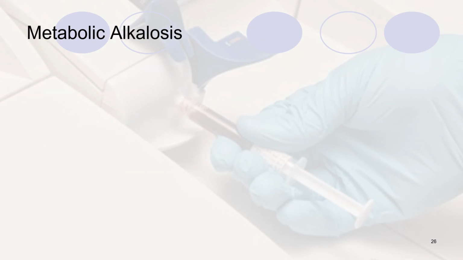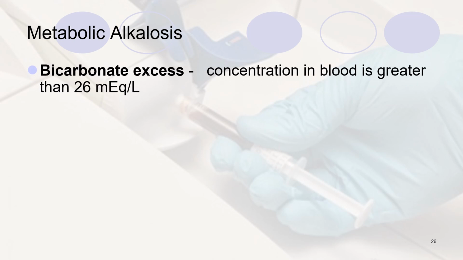Next is metabolic alkalosis. Metabolic alkalosis is just the opposite of metabolic acidosis. That is, bicarbonate level is in excess over there. Here the bicarbonate concentration of blood is greater than 26 milliequivalent per liter. Already I said the normal range is 22 to 26. So when it exceeds 26 milliequivalent per liter, it is an excess of bicarbonate level.